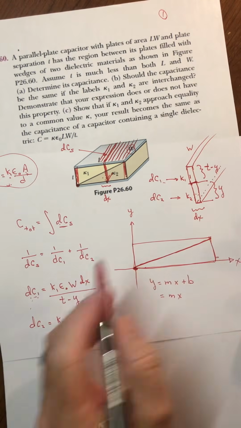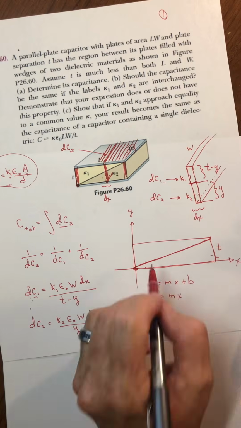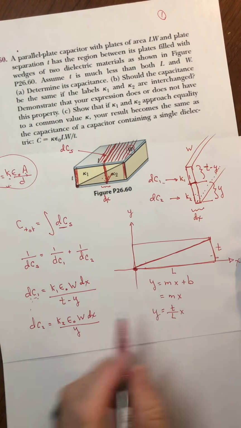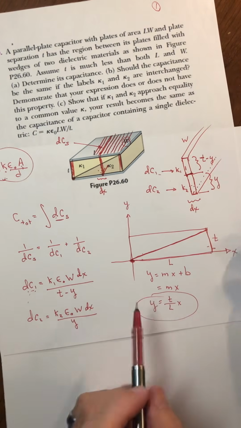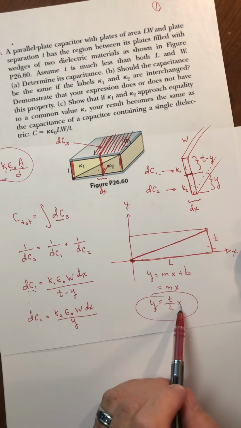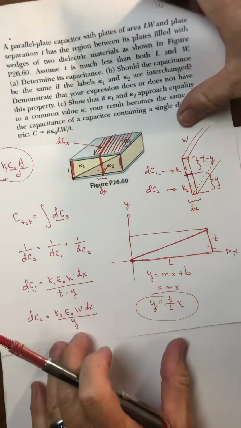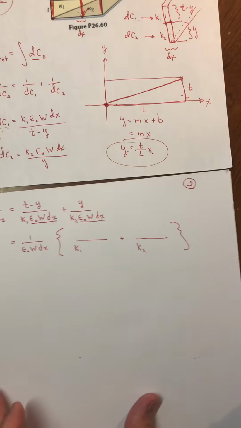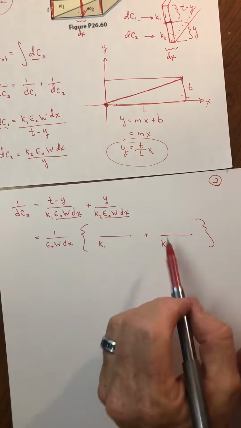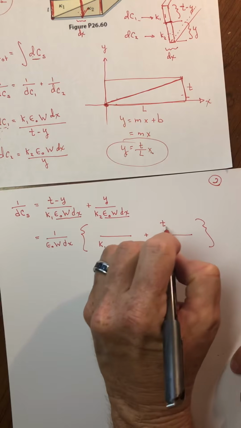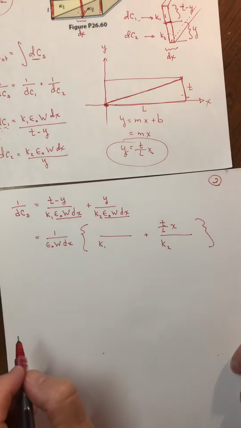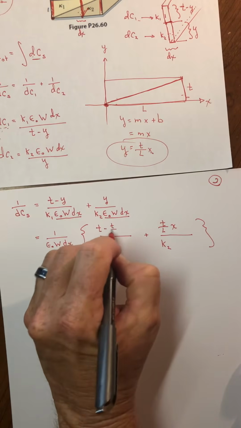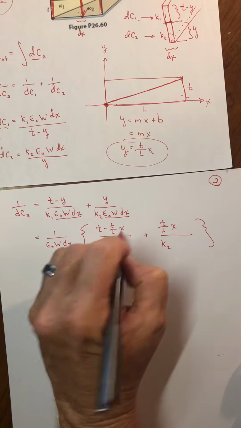And then the slope would be the rise over the run. So this has a height of t when it makes a run of L. So this would be t over L times x is equal to y. So there would be the mathematical connection between what we mean by y and where we are on the horizontal axis. And that's what we need back here. The numerator of this second capacitor right here was the y, so let me write this as t over L times x. And then this one here would be t minus the y, which is t over L times x.